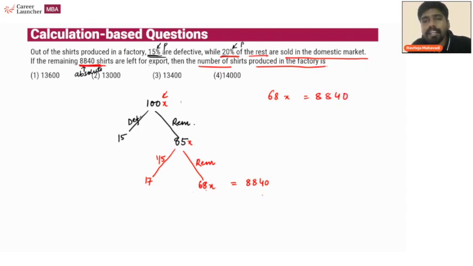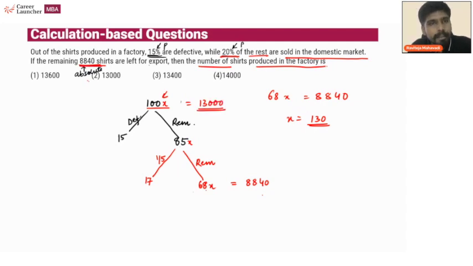So simple calculation, if 68x is equal to 8840, 68 into 13 is 884, if I'm not wrong. 680 plus 204, that's it. So x must be equal to 130. So 100x must be equal to 13,000.